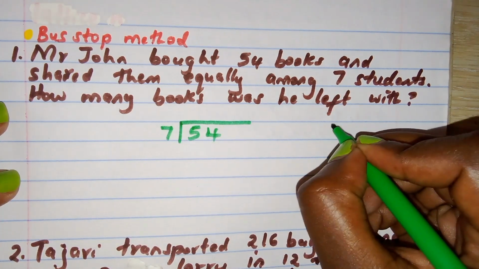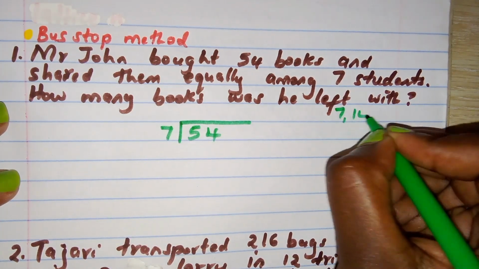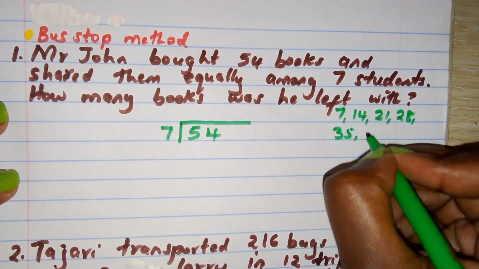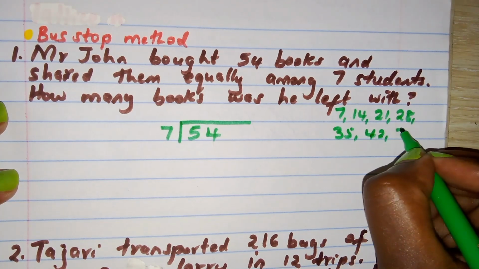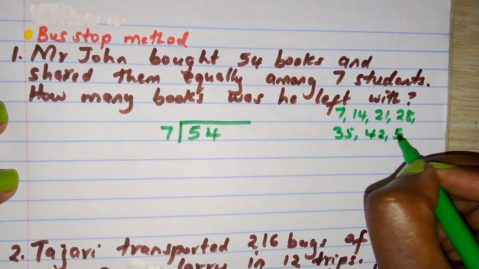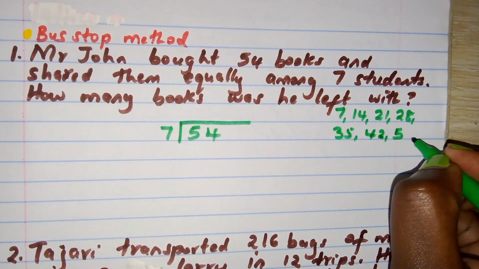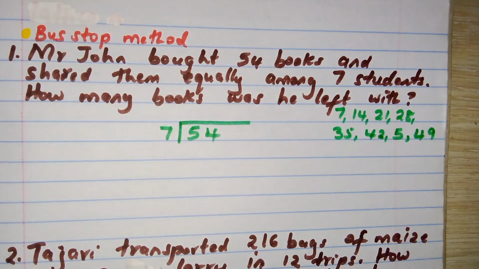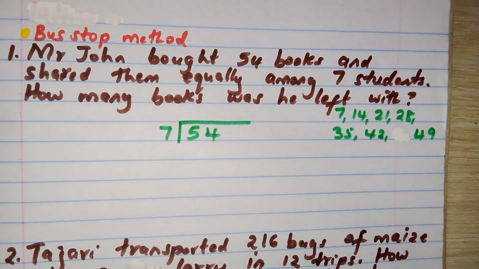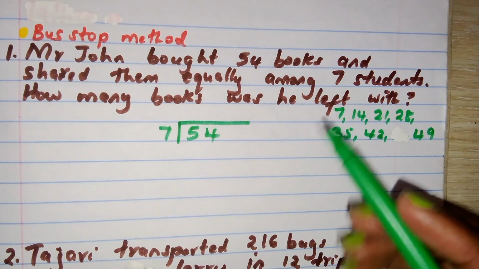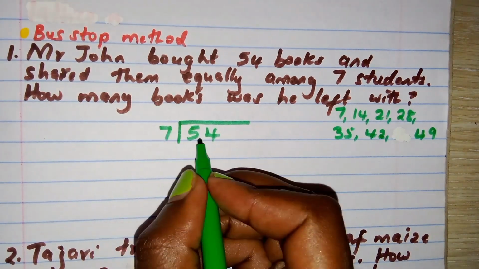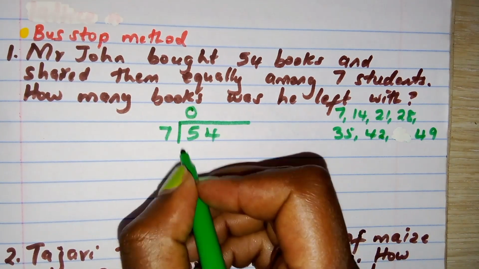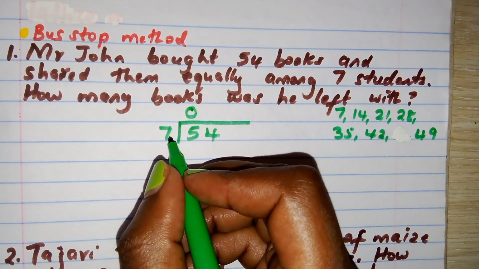It's good we do the 7 times table on the side. 7, 14, 21, 28, 35, 42, and wait, not 50. 42 plus 7 is 49. So let's get rid of that. If you hear any background noise, just ignore it. So 49. So 7 can go into 5, you write 0. And then the 5 will be next to the 4. So 54. How many times can it go into 54?